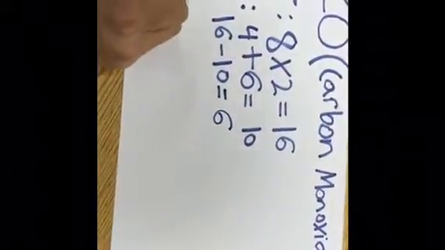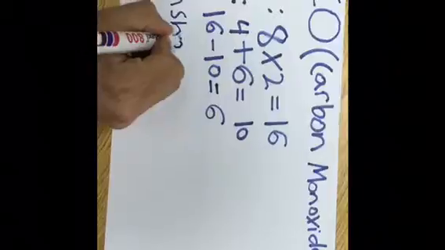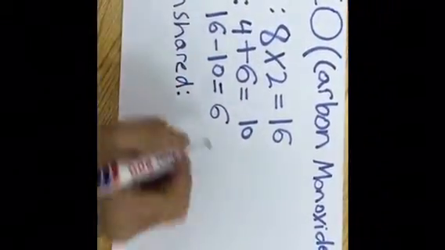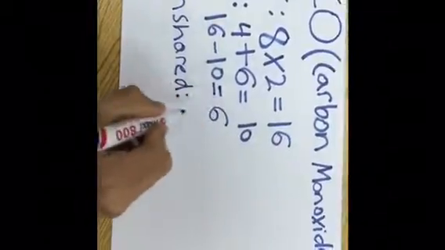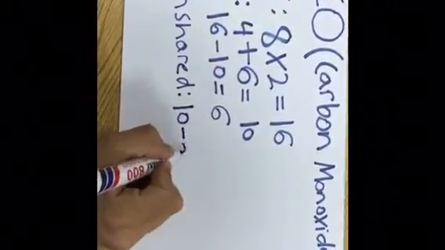And then the unshared will be the valence minus the shared, which will equal 4.